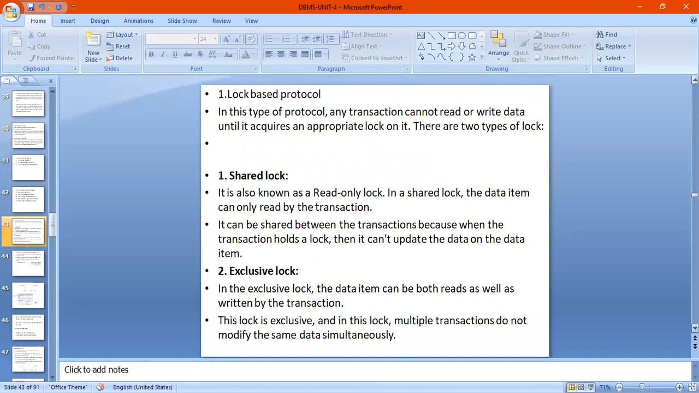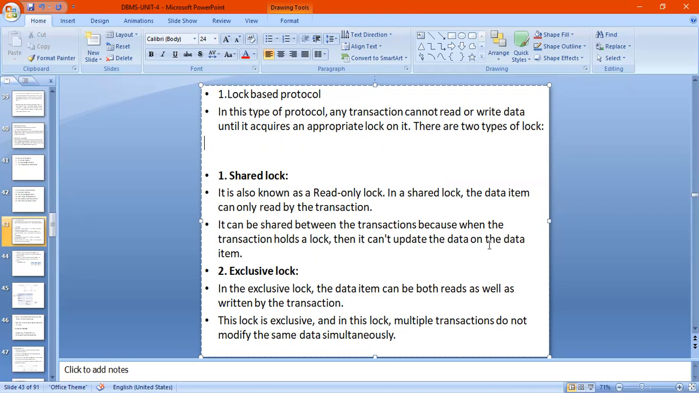Now let's go to each and every protocol of concurrency. Lock-based protocol. In this type of protocol, any transaction cannot read or write data until it acquires an appropriate lock on it. There are two types of locks, shared lock and exclusive lock. What is a shared lock? It is also known as a read-only lock. In the shared lock, the data item can only be read by the transaction. It can be shared between transactions because when a transaction holds the lock, it cannot update the data on the data item.